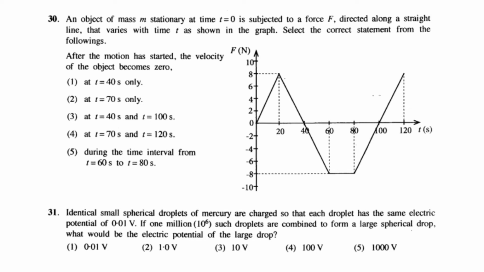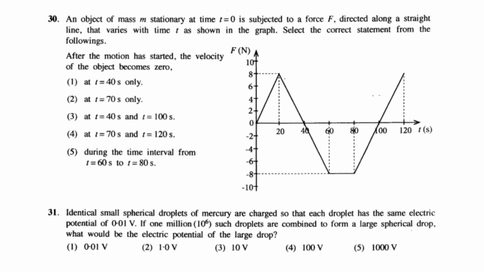Let's consider the rest of the graph, that is from 70 to 100 and 100 to 120. When you look at the areas, these two areas are not equal. So the total Ft does not become 0 again. So there is only one answer, which is t equals 70 seconds only. That is the second answer, answer 2.